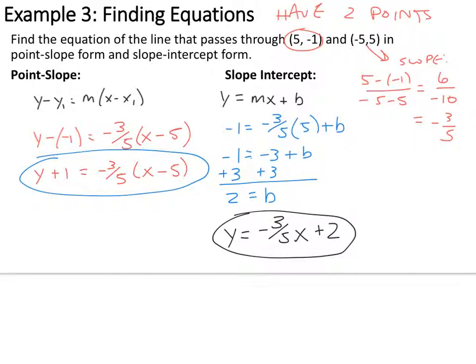So it just depends on what your situation is. In this case, we had the 2 points, so we had to find the slope. In the previous example, they gave us the slope. So that's kind of the gist of what's going on here. Let's look at another piece of information.